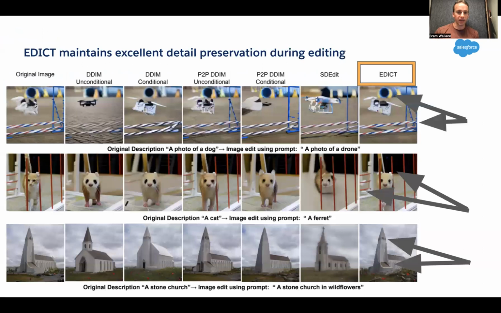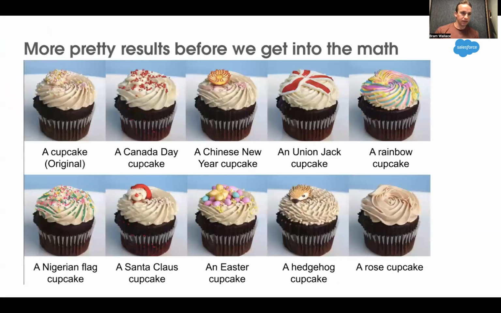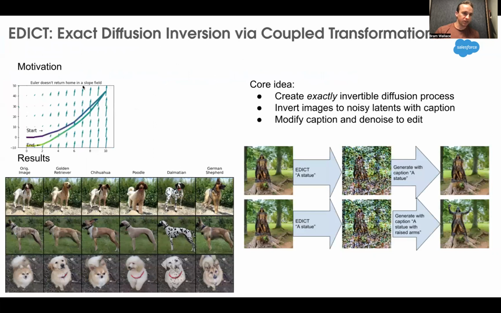And again, if you want one takeaway from this paper, it's that Euler doesn't return home in a slope field, and that's what DDIM is doing. If you go forward, you're not going to find your way backward, and we managed to do this properly by tracking 2 different quantities. Now I have 8 seconds left. Look on the right to see what I mean qualitatively. Thanks.